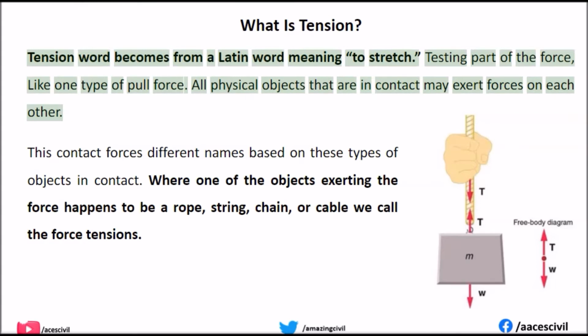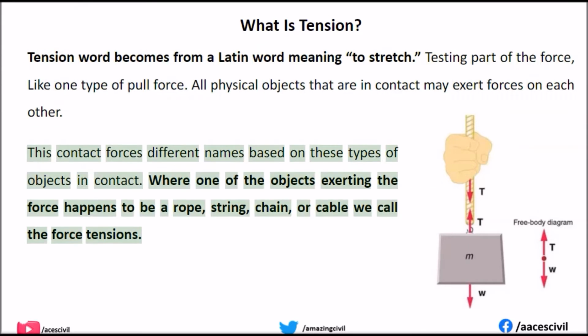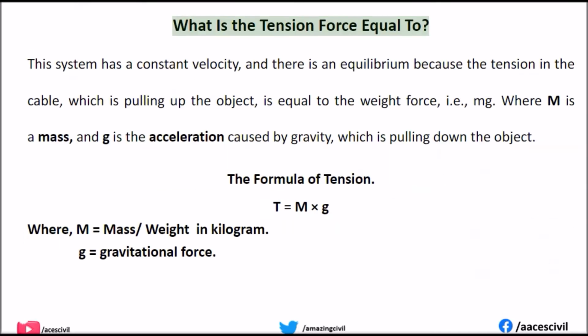All physical objects that are in contact may exert forces on each other. These contact forces have different names based on the types of objects in contact. Where one of the objects exerting the force happens to be a rope, string, chain, or cable, we call the force tension.